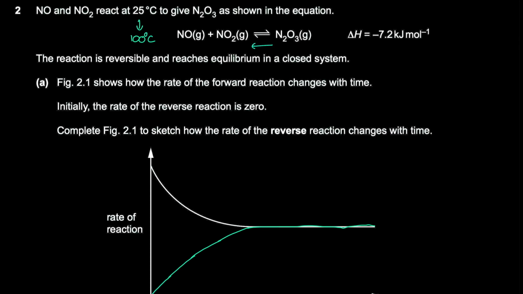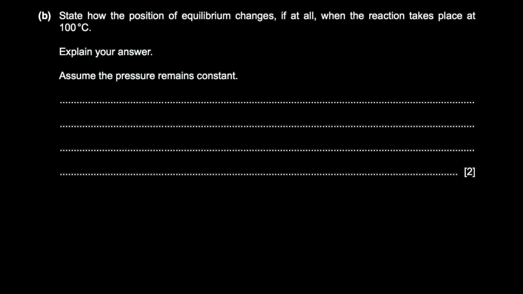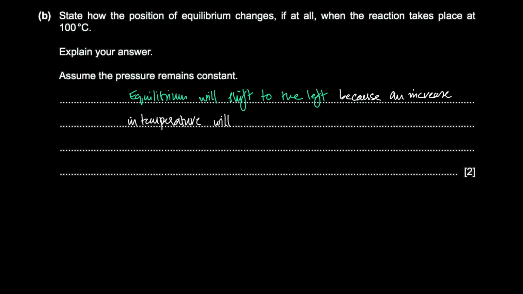The equilibrium will shift to the left, because an increase in temperature will favor the endothermic direction, which is the backward reaction. So over here we're going to say that the equilibrium will shift to the left, or you can say that it's going to shift in the backward direction, because an increase in temperature will favor the endothermic direction.